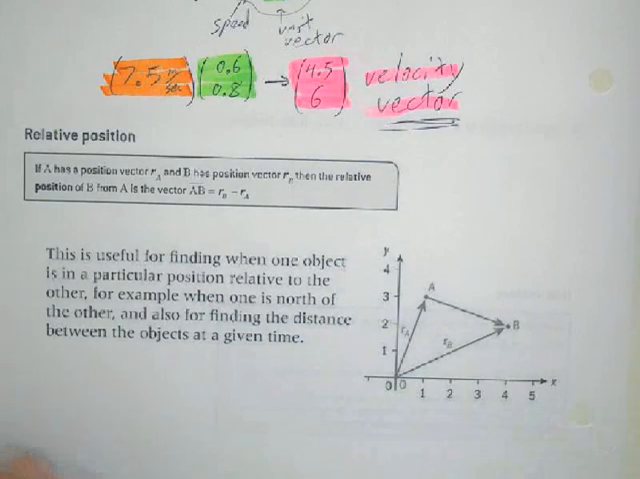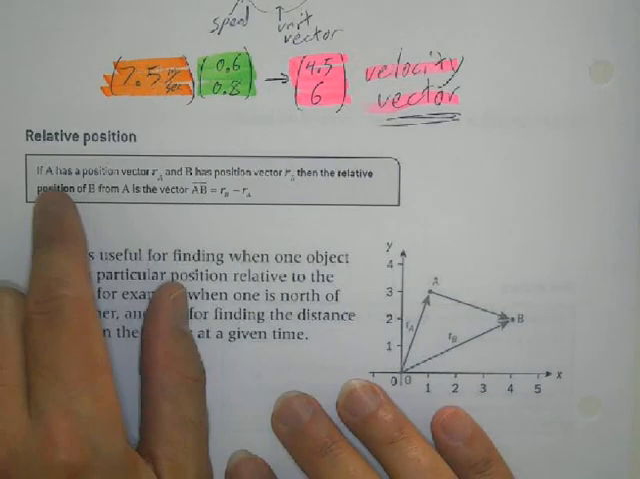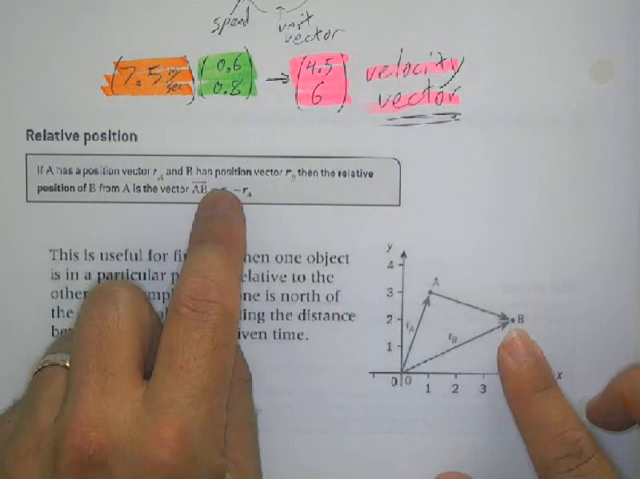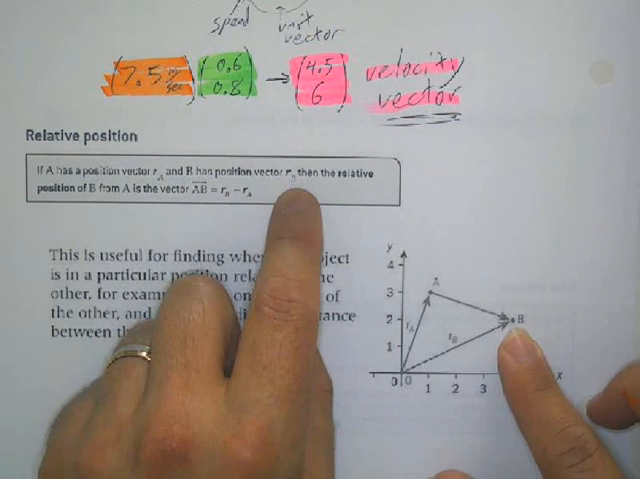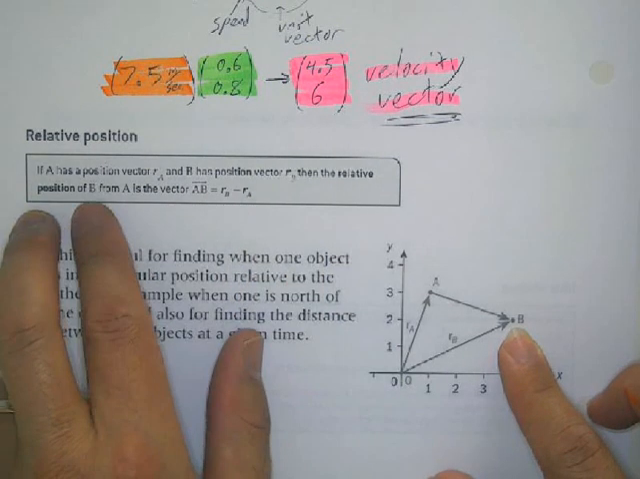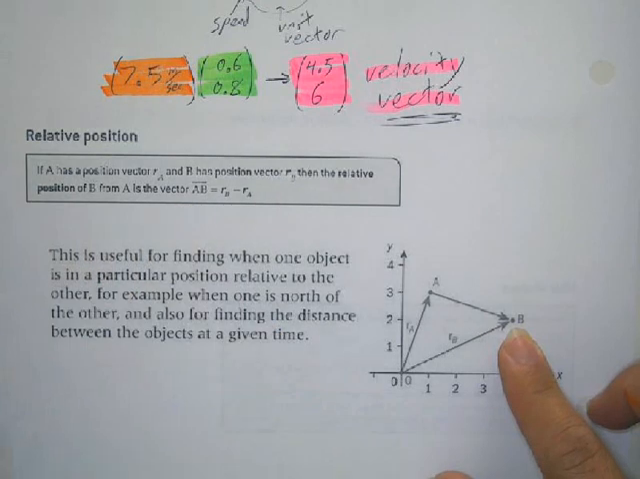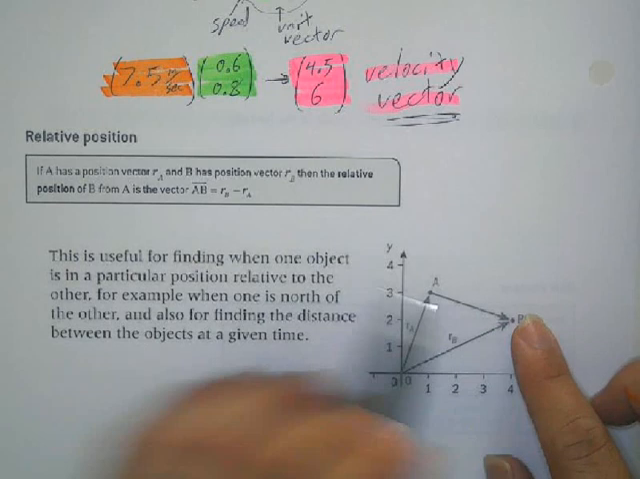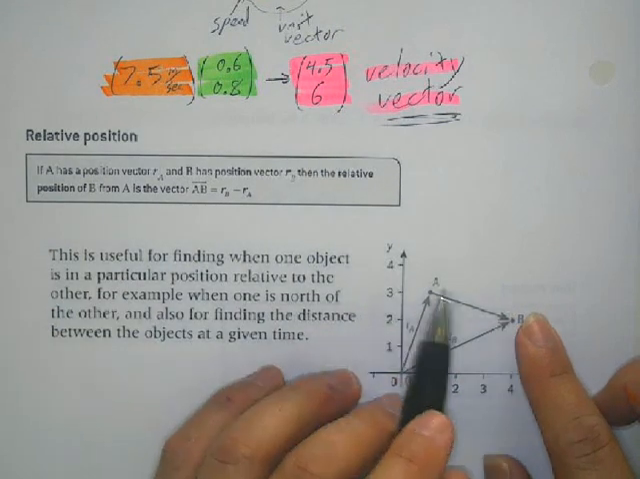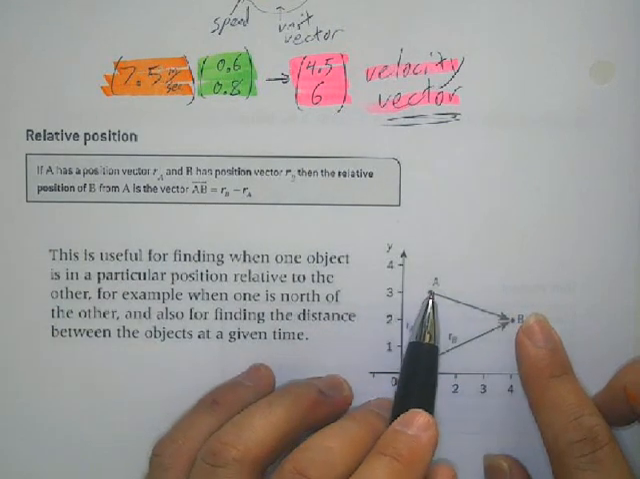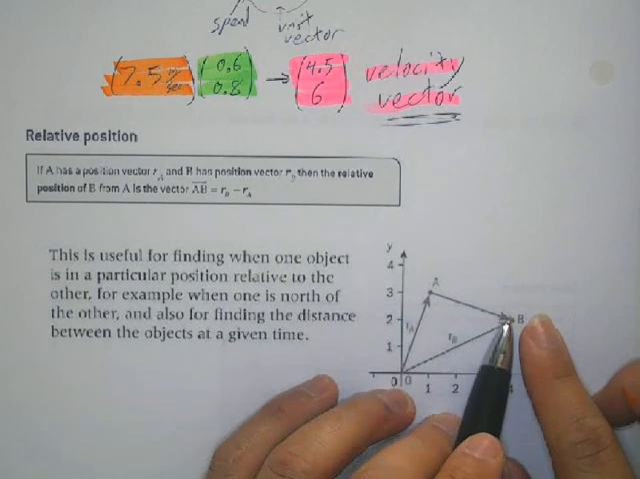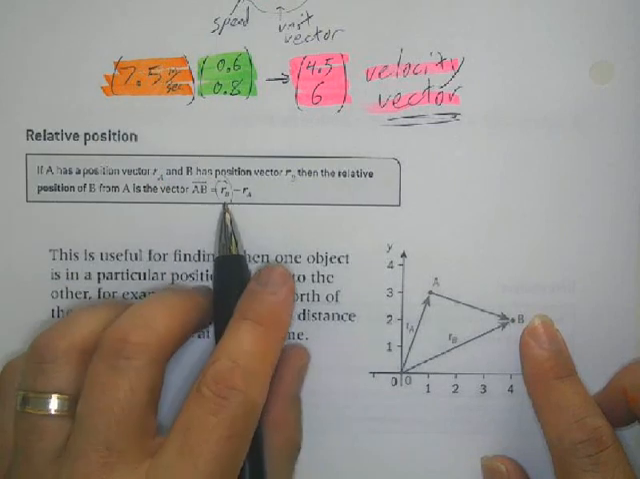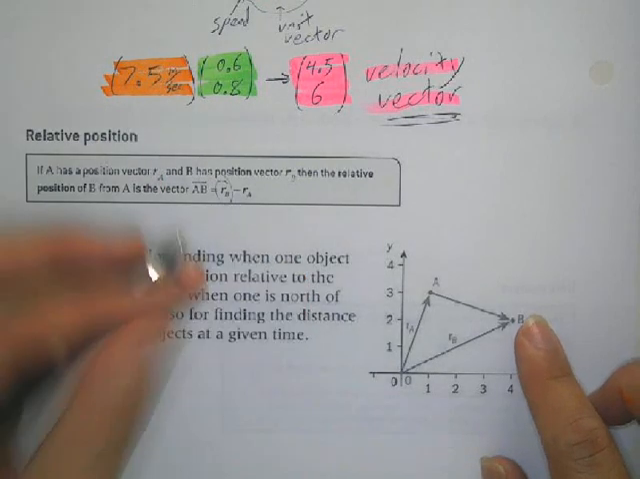So, relative position. If A is in a position somewhere here, and B is in a position over here, using these vectors, the relative position of B from A. So if I want to go to B from A, the position of B from point A, I'm going from point A to point B. I'm going to be able to do the relative position vector of B minus the relative position of A.